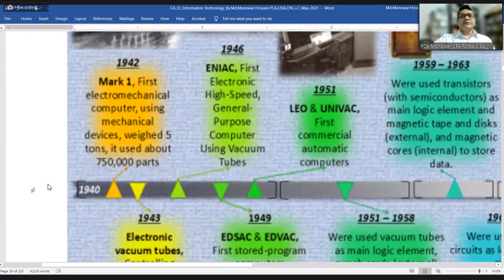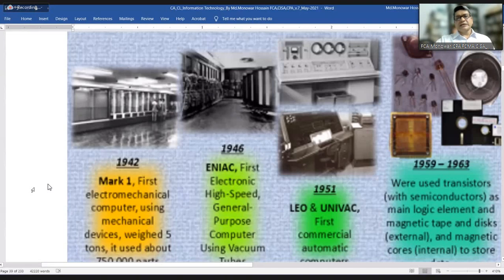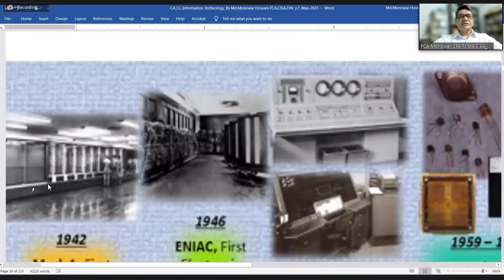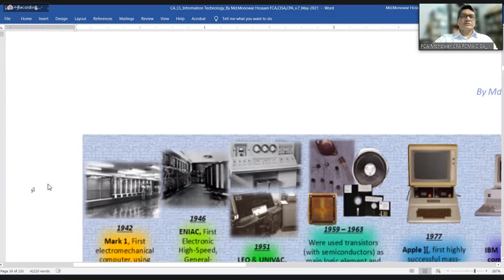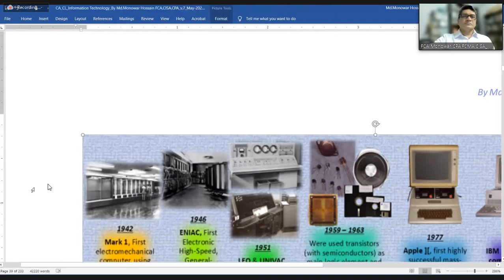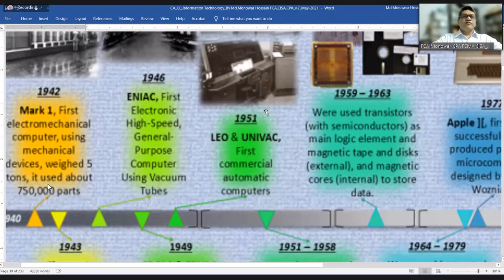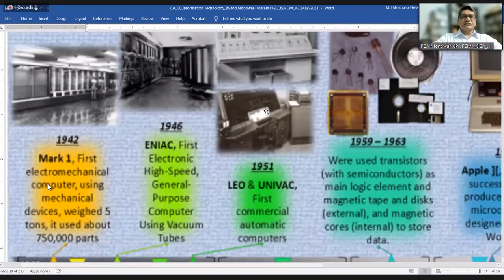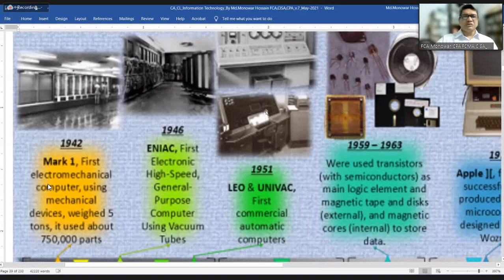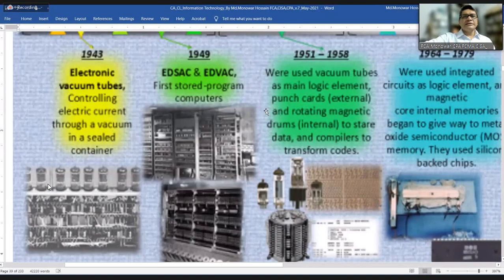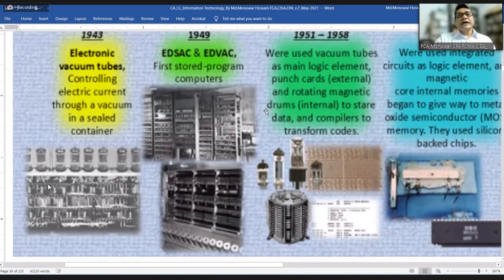And 1946 is ENIAC. This is the picture of ENIAC, the big size. First electronic high-speed general purpose computer using vacuum tube is the ENIAC 1946. And 1949, again, two things here, EDSAC and EDVAC, first stored program computers. This is the picture of the first stored program computers.